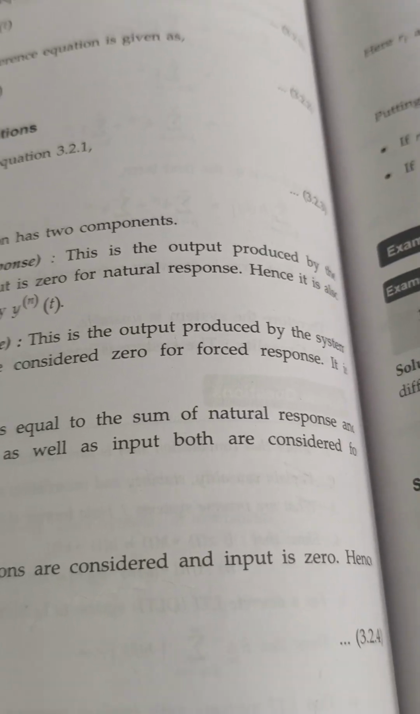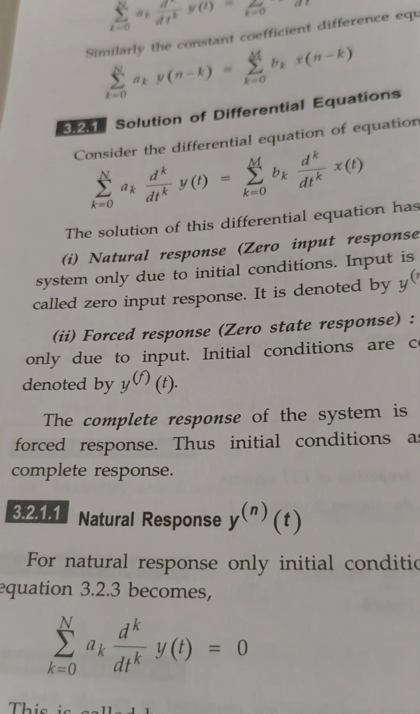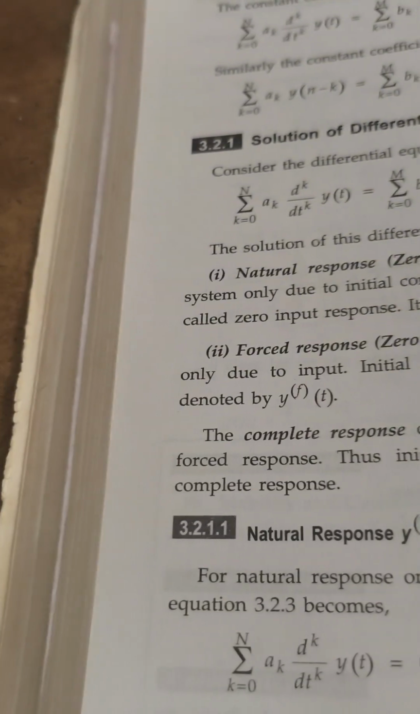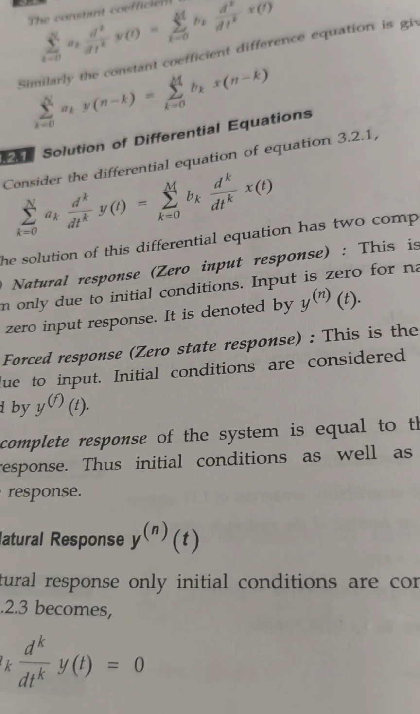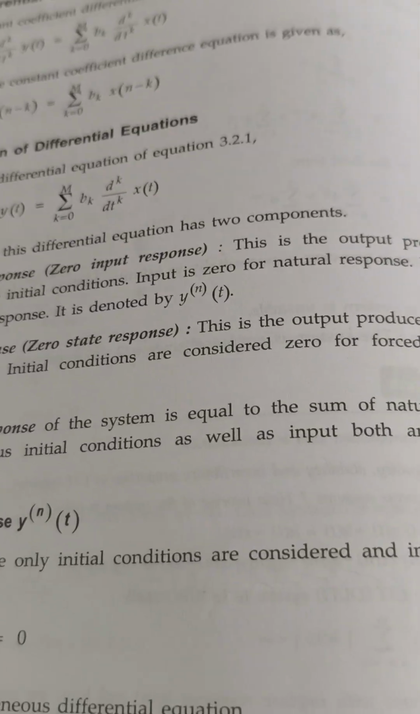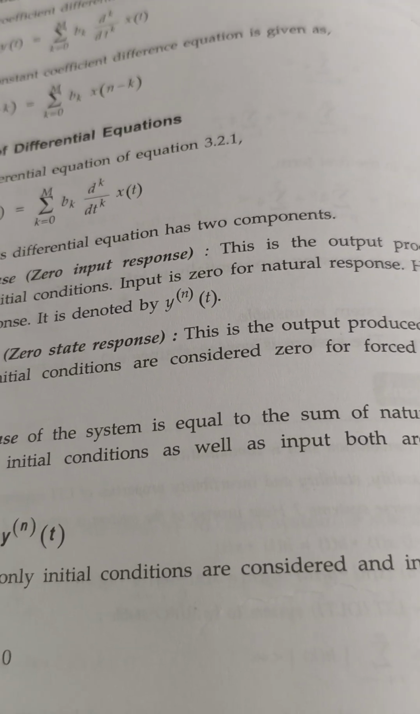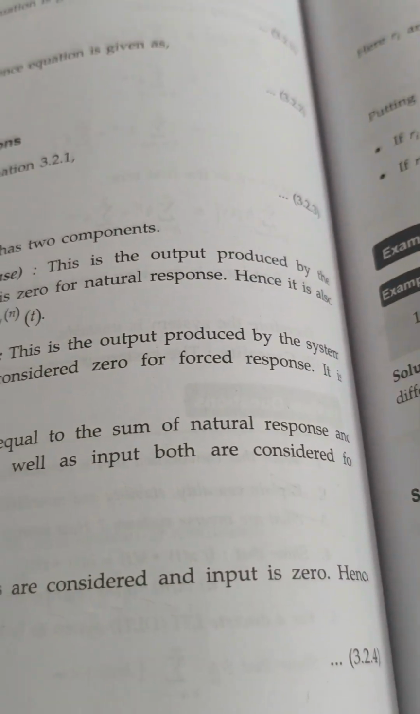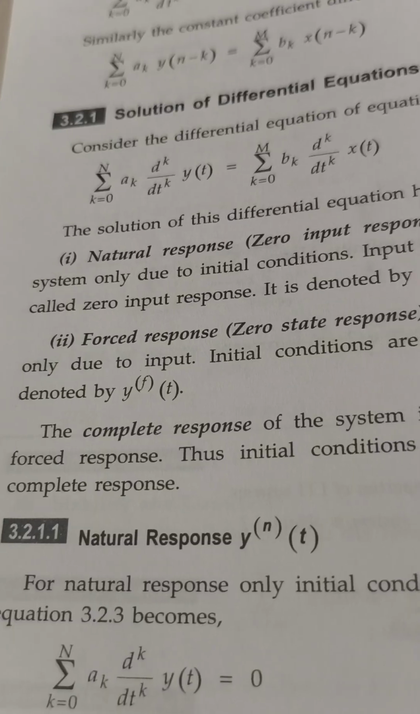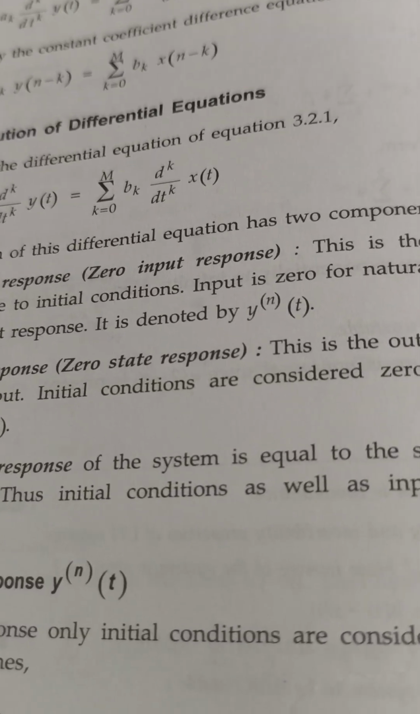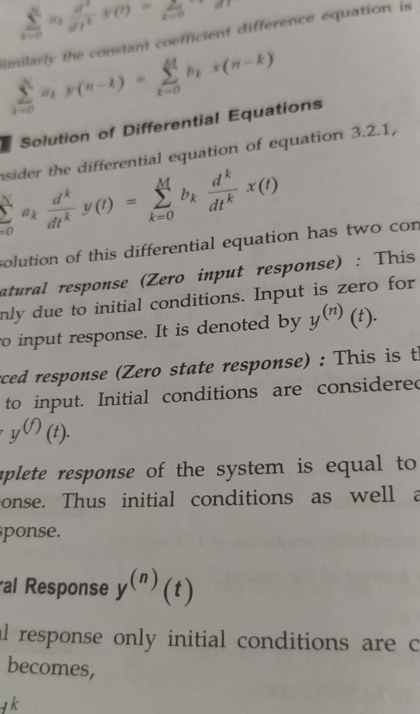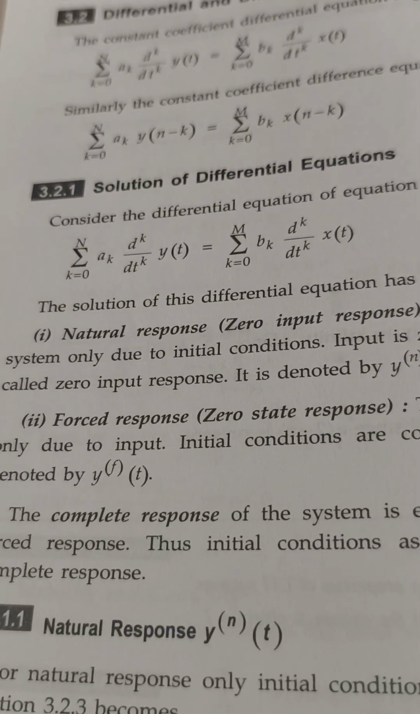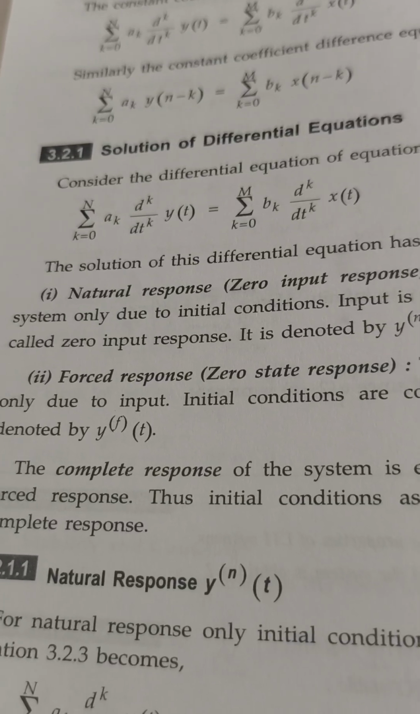This is the output produced by the system only due to the initial conditions. Here we take the input as 0, so it is also called the zero input response. It is denoted by y^n(t). We consider the input as 0, but we consider the initial conditions of the differential equation.